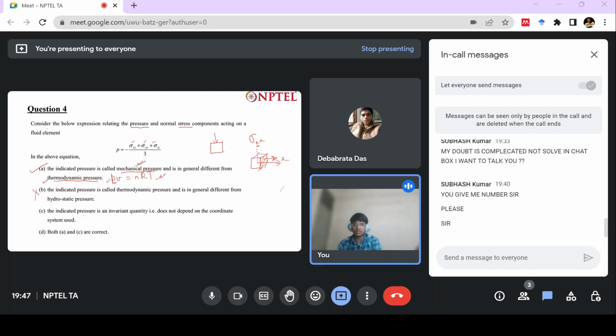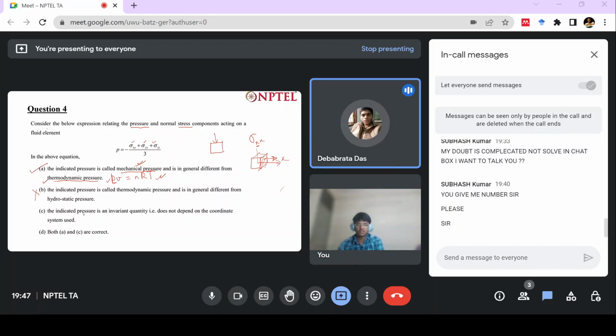And indicated pressure is an invariant quantity. That is, it does not depend on the coordinate system used. Now, this is a very interesting question. So, do you understand this question first of all? What this third option is? Sir, invariant quantity means the quantity which does not depend on the orientation, I mean theta. So, what is theta?